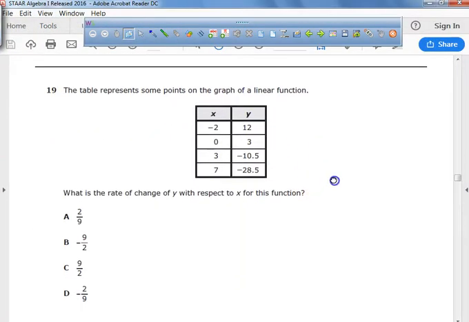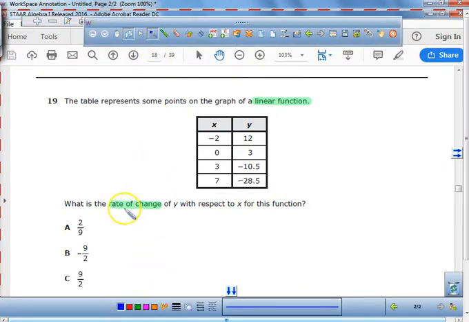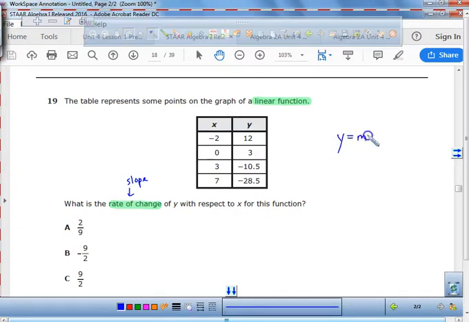Okay? Now, what does it say? It says, this table represents some points on a graph of what type of function? Linear function. Okay? And it says, what is the rate of change of y with respect to x for this function? Whenever you guys see the word rate of change, I want you to understand it's asking you for the slope. Just remember, in y equals, yeah, it's asking for this part. It's asking for the slope.